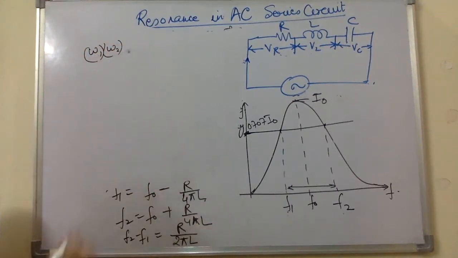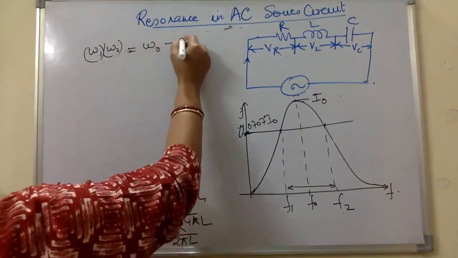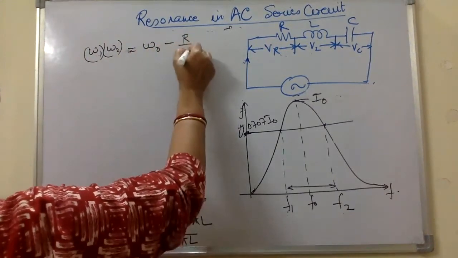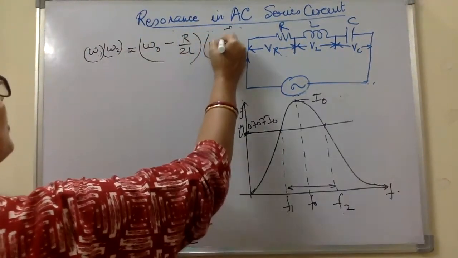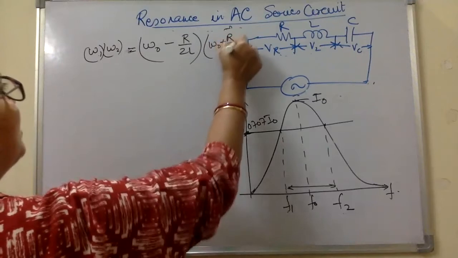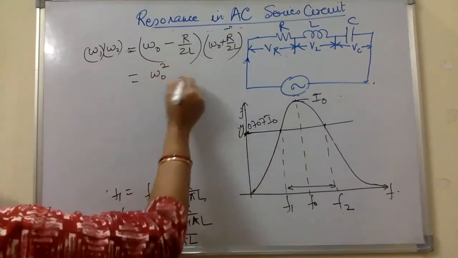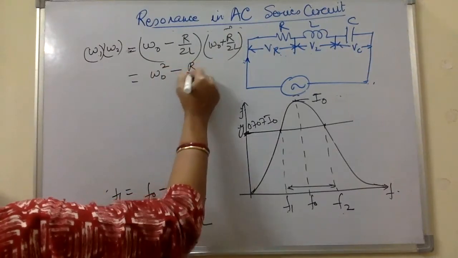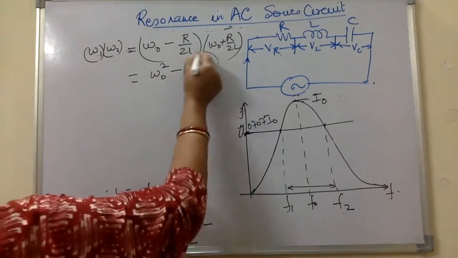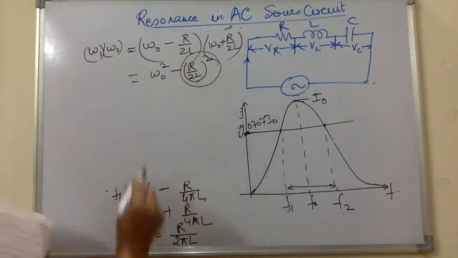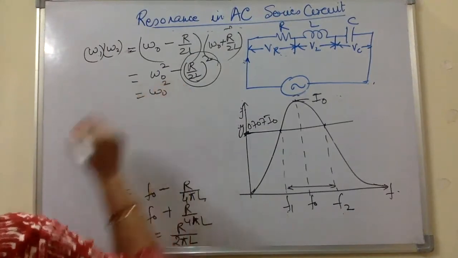When you multiply the two terms, what was omega 1? Omega 1 was omega 0 minus R by 2L, and omega 2 is omega 0 plus R by 2L. This means it is the A square minus B square formula. So it will be omega 0 square minus (R by 2L) whole square. Again, because this is a much smaller term as compared to omega 0 square, it can be neglected and we can write omega 0 square.